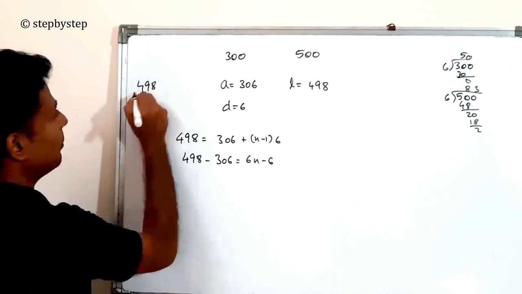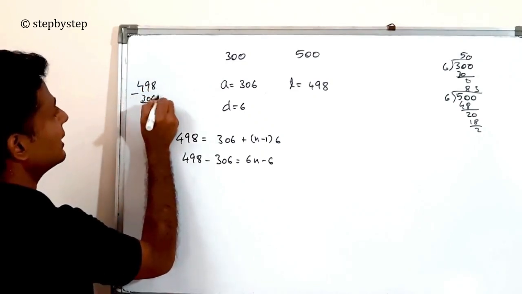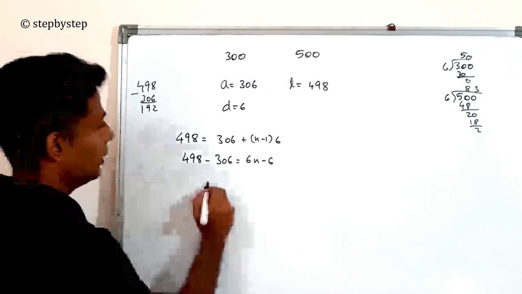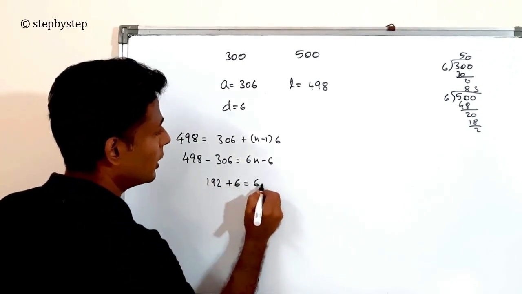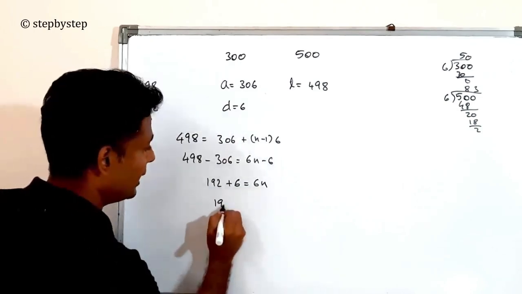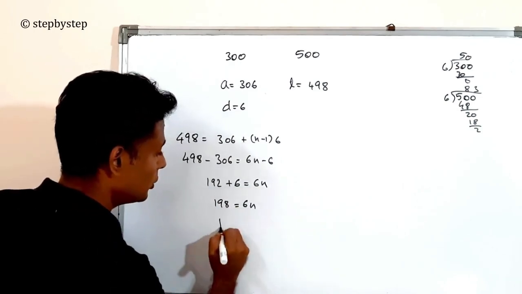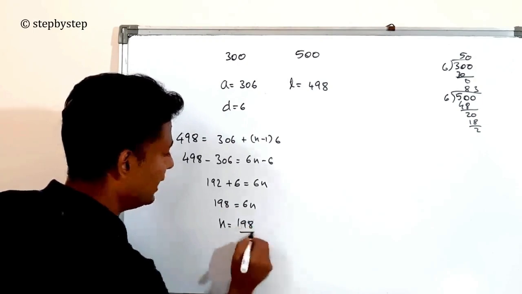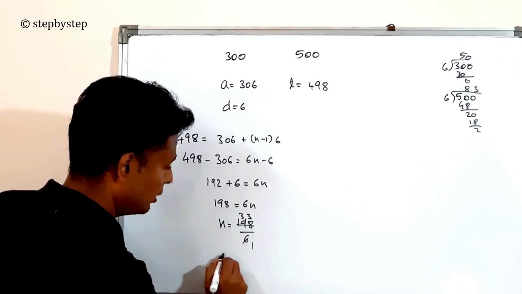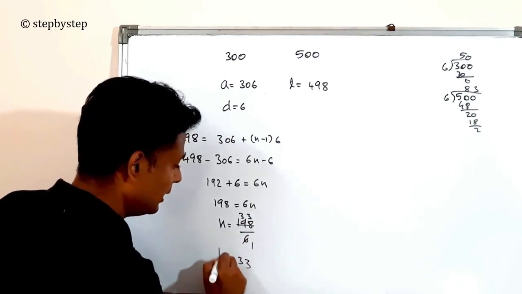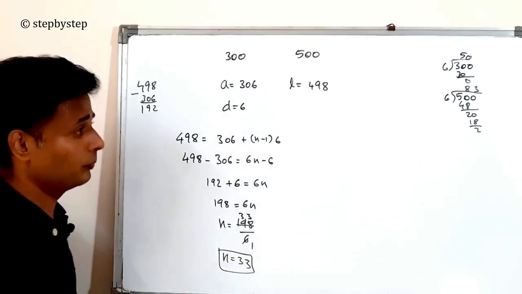So 498 minus 306 is 192. I'll transpose minus 6 on the other side, plus 6 equal to 6n. So 198 equal to 6n. So n equal to 198 by 6. So 6 3s are 18, 33. So the value of n is 33. So there are 33 terms.